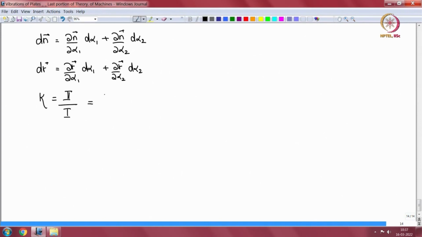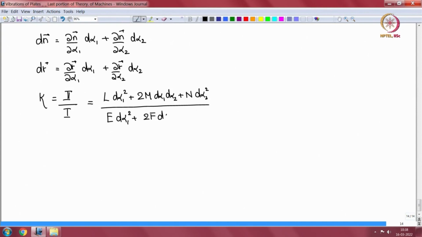which is equal to L d alpha 1 squared plus twice m d alpha 1 d alpha 2 plus n d alpha 2 squared, by E d alpha 1 squared plus twice f d alpha 1 d alpha 2 plus g d alpha 2 squared.